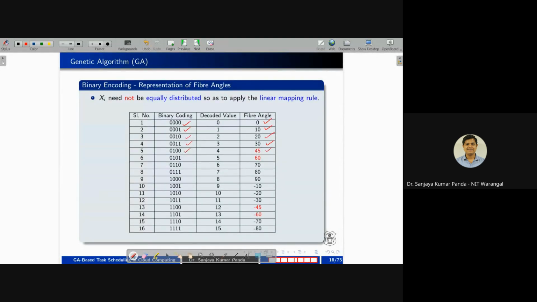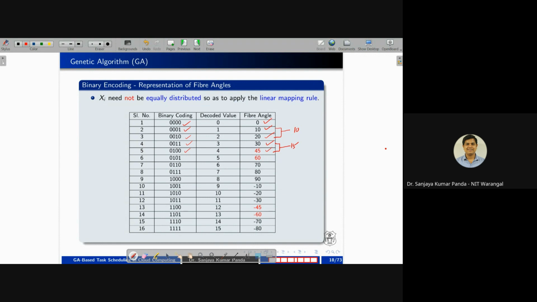0100 is representing fiber angle 45. So the difference between two different fiber angles also may not be unique. Here you can see the difference is 10, while here the difference is 15, right? That's why xi need not be equally distributed whenever you are going for the process of encoding.